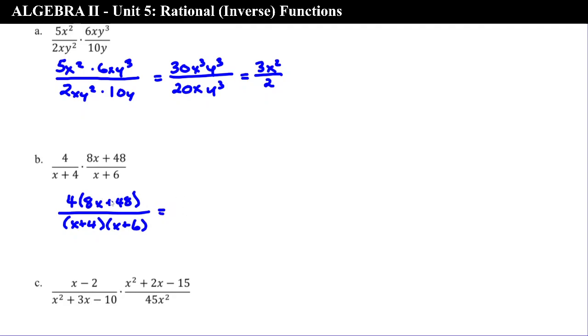All right, can we factor anything out of this top term? And we can. We can factor an 8 out. And what's left is x plus 6. So what we can do is we've got x plus 6 on the top and bottom, so you can eliminate both of those. And you're left with 4 times 8, which is 32, over x plus 4.